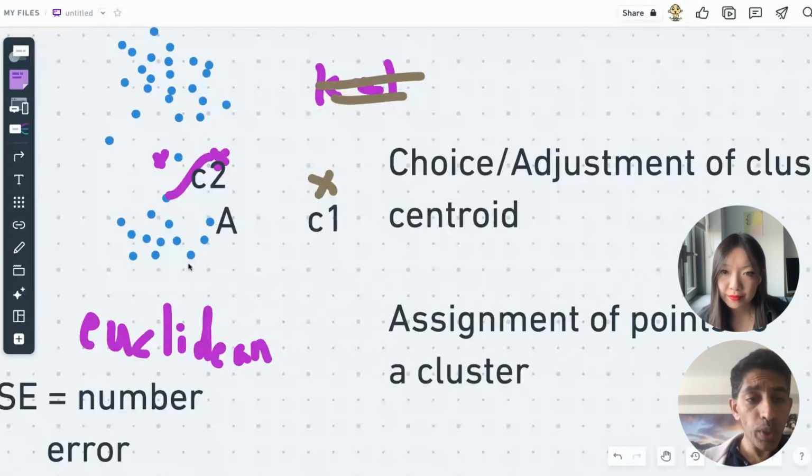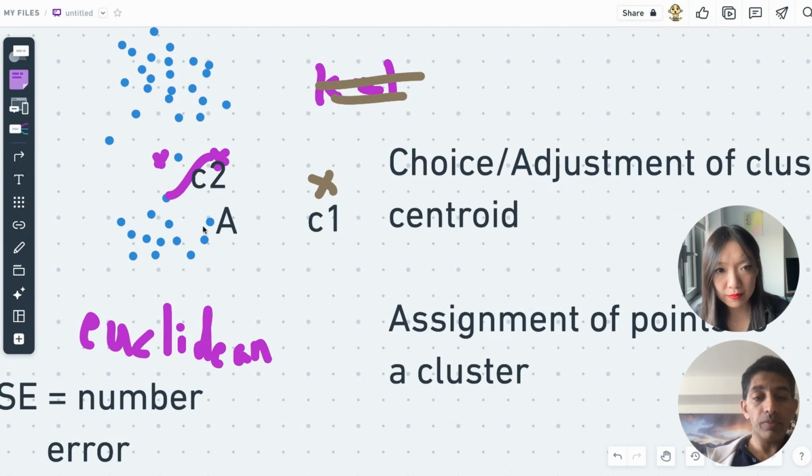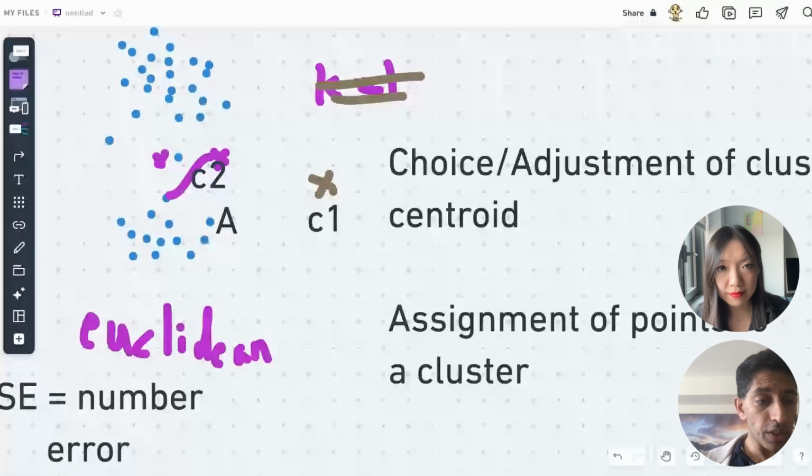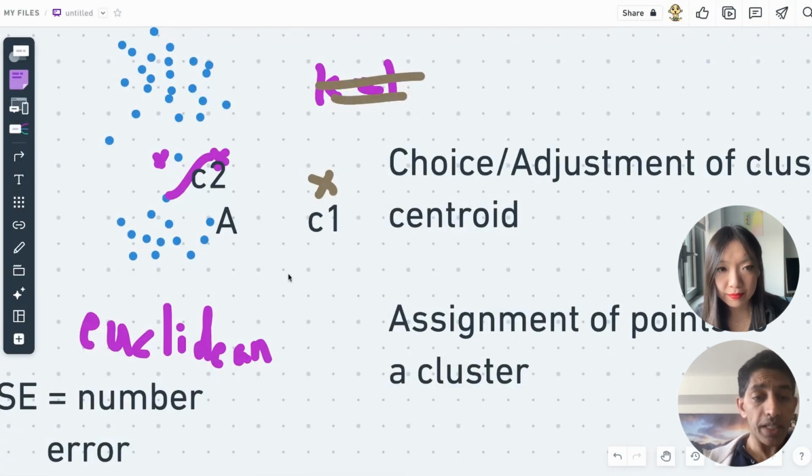Once again, we go around every data point and compare their distances, from A to C2's new location and C1's new location. And let's say, for the sake of argument, that A is now closer to C1. And if that's the case, A would get assigned as a member of C1.